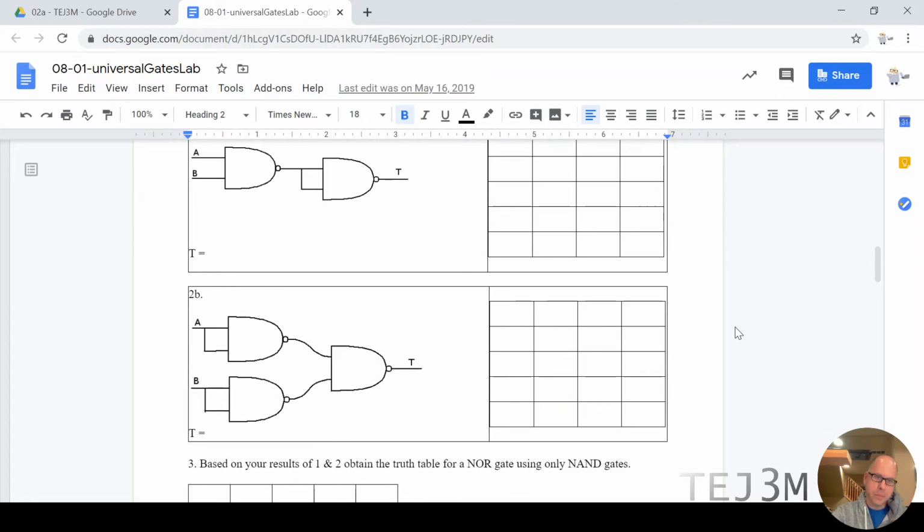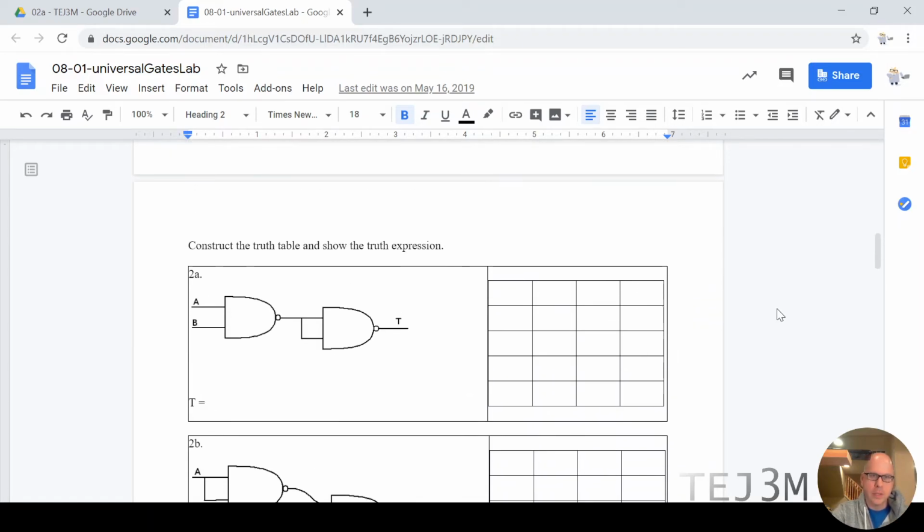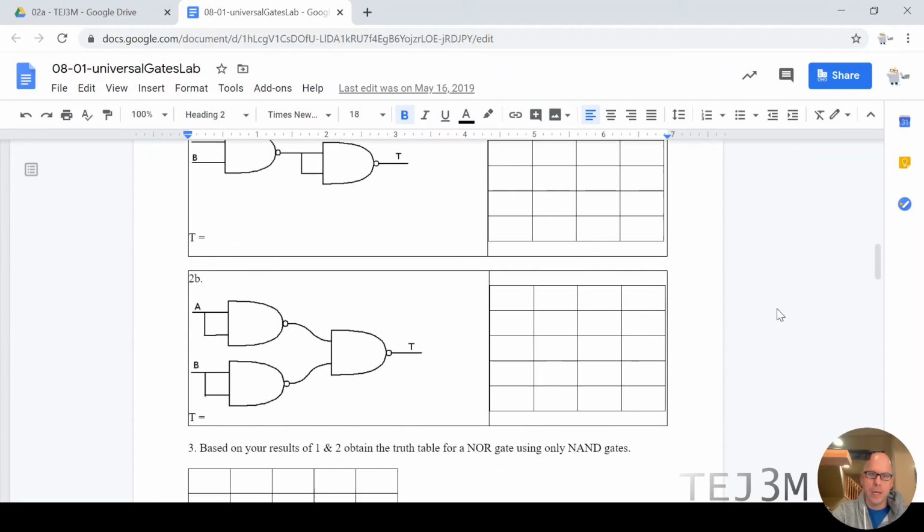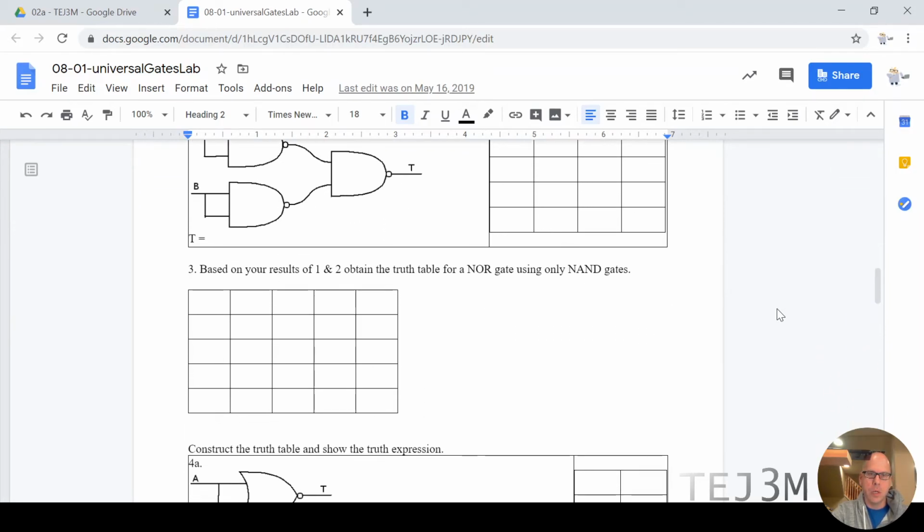2B, you'll notice that the first 2 gates that have A feeding into it and B, whether it's A or B, it doesn't matter. The whole fact is you've got a NAND gate with the same input for both inputs. The same input going into both wires of the inputs. So both of those are the same as 1A. Keep that in mind because later on they're going to ask you a few things.